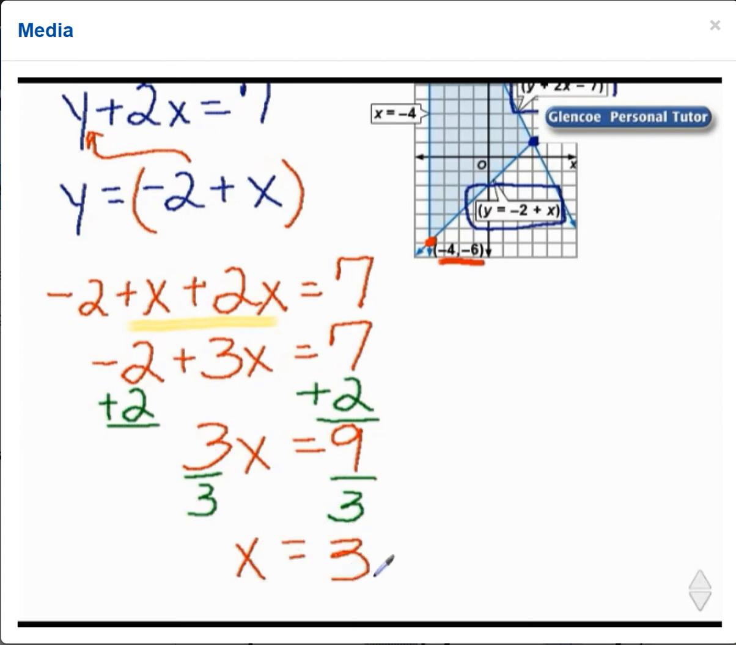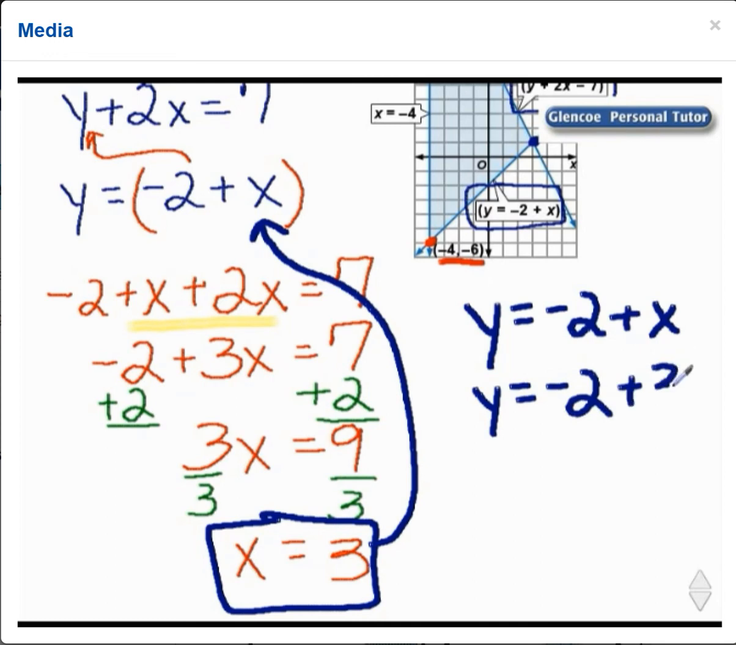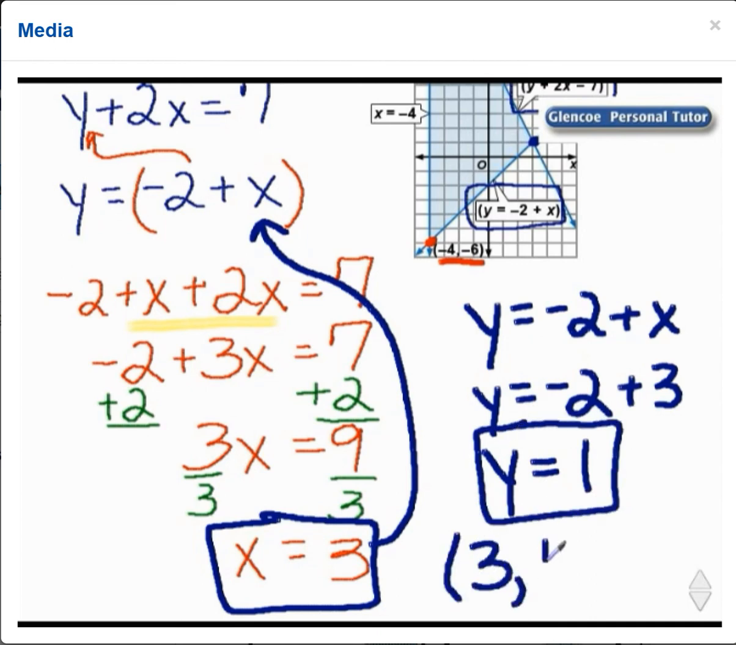Now remember, this is a vertex, it's a point, so we need an x-coordinate and a y-coordinate. So now we need to take our answer of x equals 3, and find the y part of our point. So we're going to substitute 3 into our equation, y equals negative 2 plus x. Let me write that over here on the right. Y equals negative 2 plus x. Remember, we just found that x was 3. So y equals negative 2 plus 3, or simply y equals 1. So the point of this vertex is 3, 1.